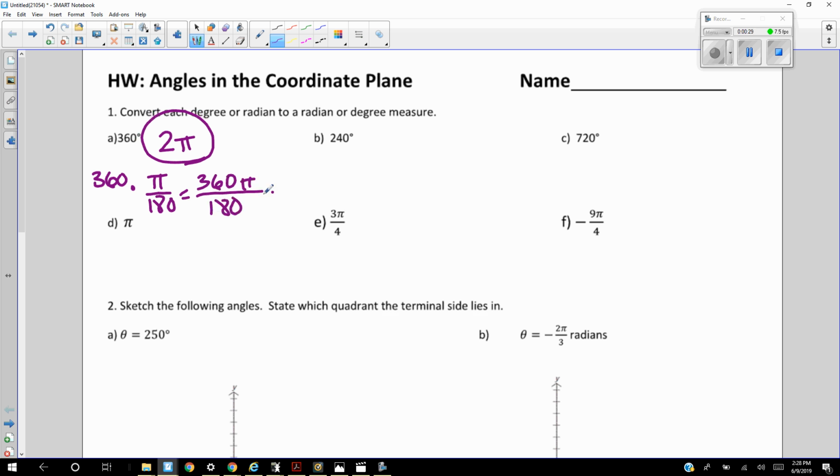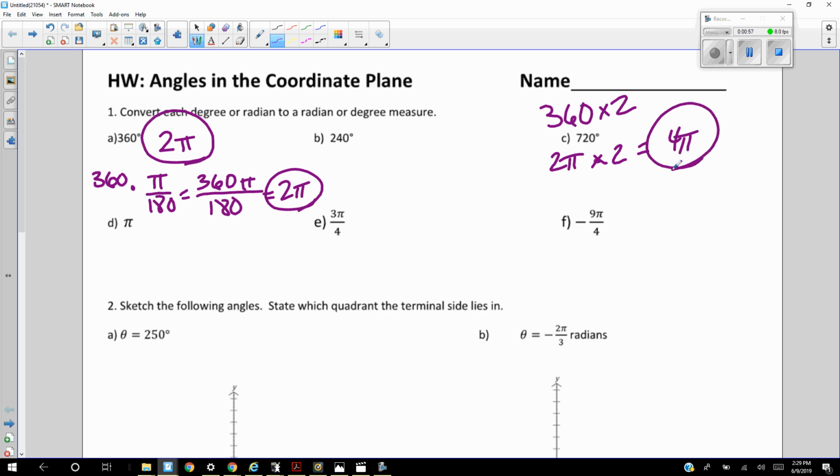Really, anything that falls on the unit circle, you need to get to the point where you just know it. 720 degrees, that is, of course, just 360 times 2. We know 360 degrees is 2 pi radians. So if we take 2 pi and multiply it by 2, we get 4 pi. Again, you could use the formula, but that's another one you should just know.